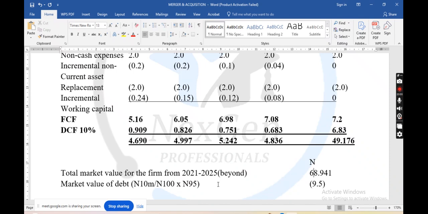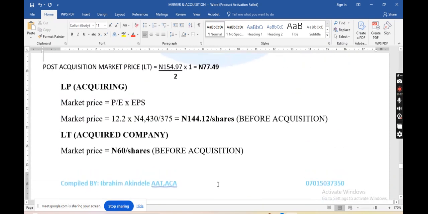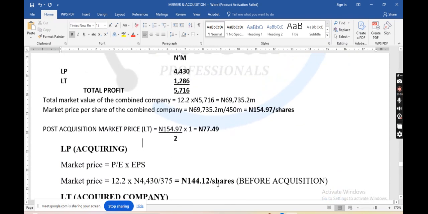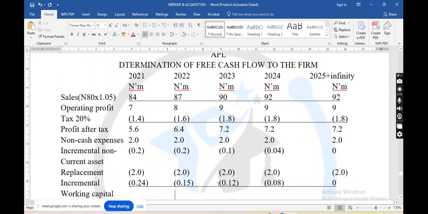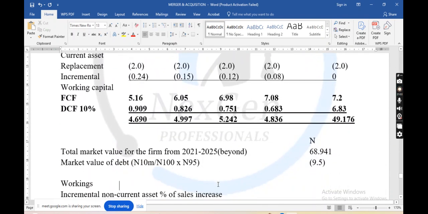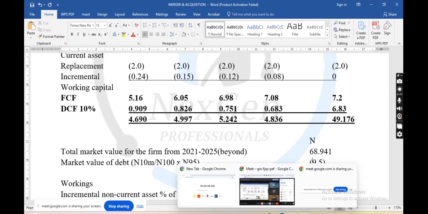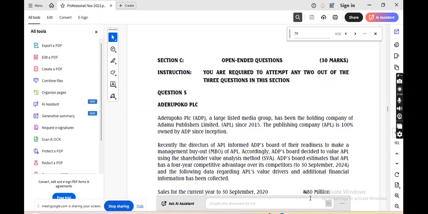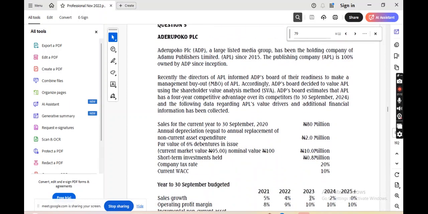Now, what about these short-term investments? Where are we going to treat it? Are we going to treat it as market value as well? Are we going to deduct it from this short-term investment held? Is it a debt? How do we go about this short-term investment?